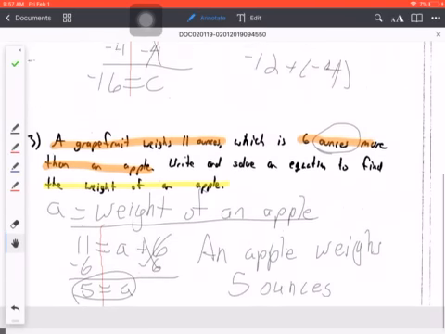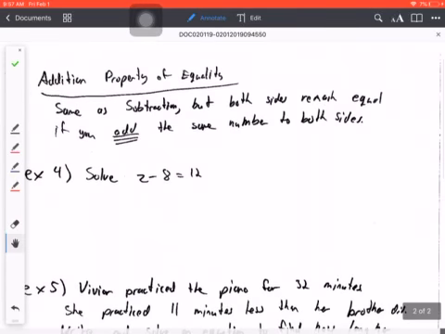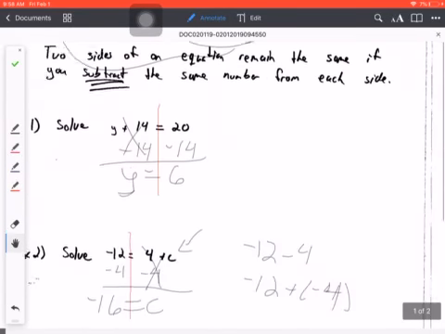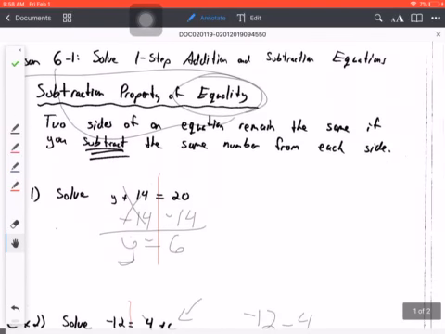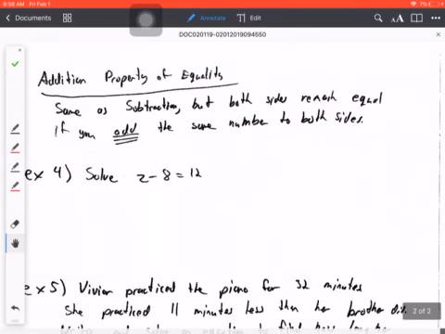All right, now we're going to be looking at the next page here. And now we're going to be looking at something called the addition property of equality. Just like when we were subtracting here, the problem looked like it was an addition problem, so in order to solve it, I had to subtract. Now I'm going to have a subtraction problem, and in order to solve, I need to add the same number to both sides.